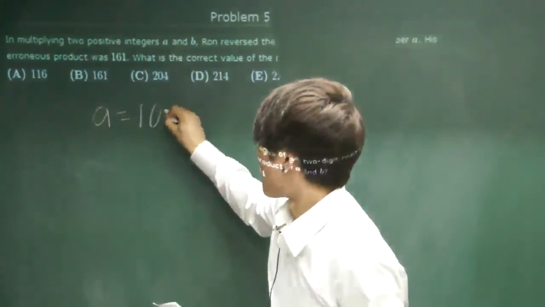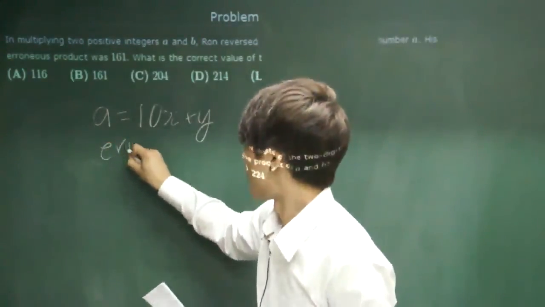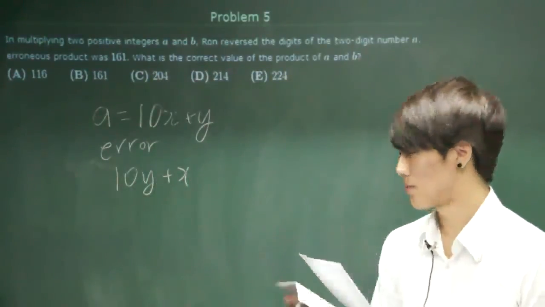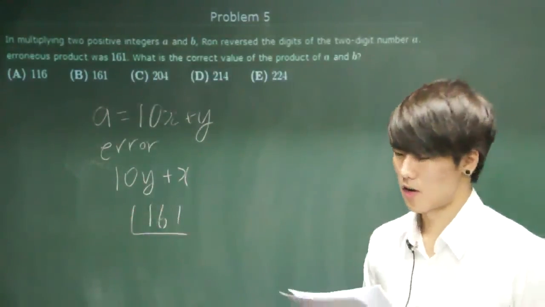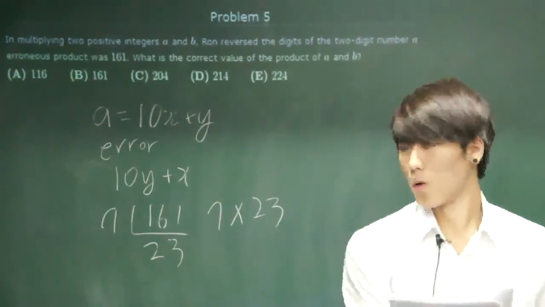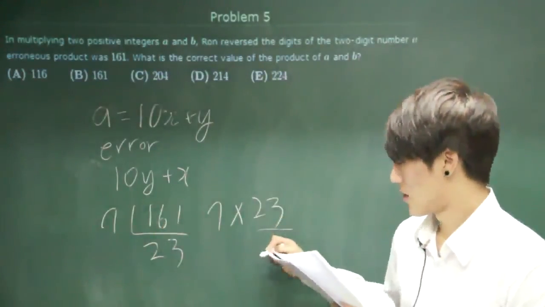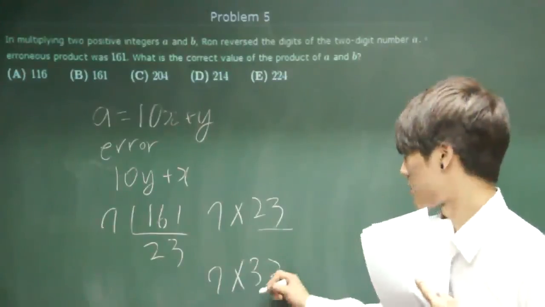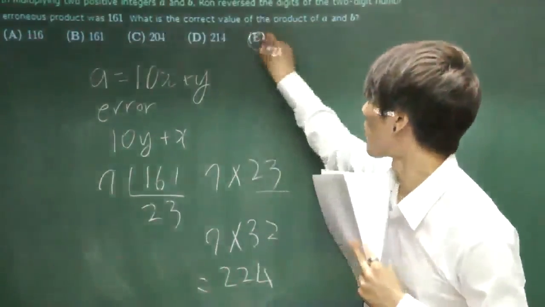So a was a 2-digit number, 10x plus y. And the error was, it became 10y plus x, the two numbers were switched, the tens place and the ones place. 161 was what they got, the erroneous product. If you factor that, it's 7 times 23. So the only two-digit number from this that you can get is 23. So 23 was the error that she had made. So if you switch it back to get the actual correct one, it's 32. And you multiply it back to get the actual product, which is 224, choice E.